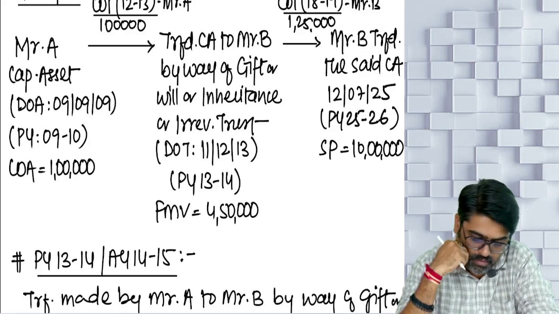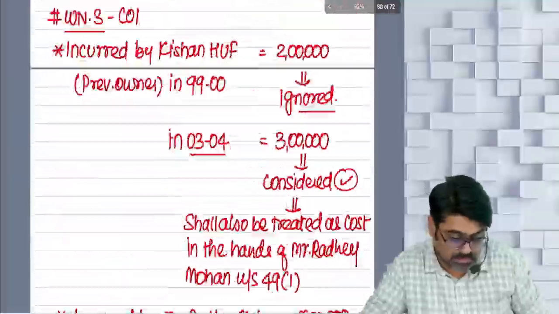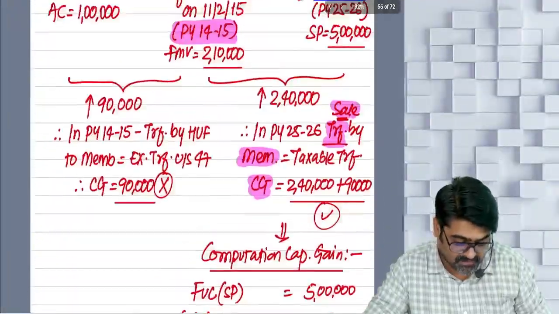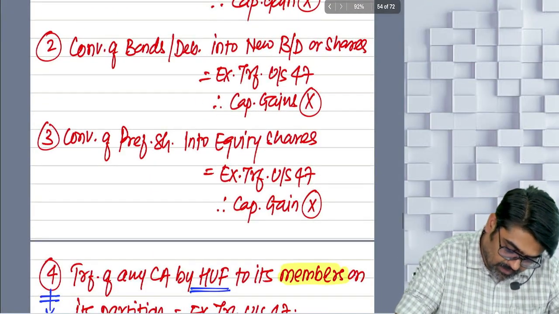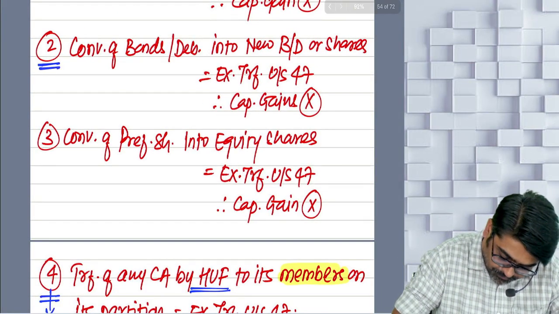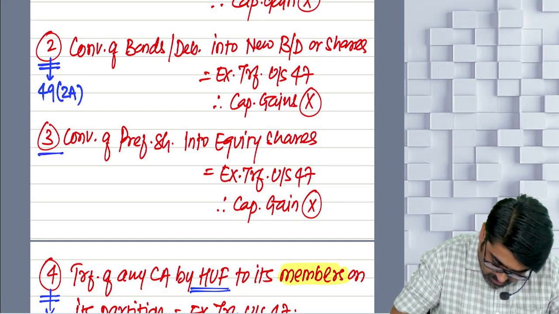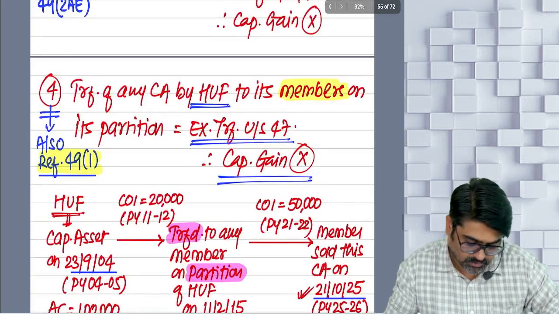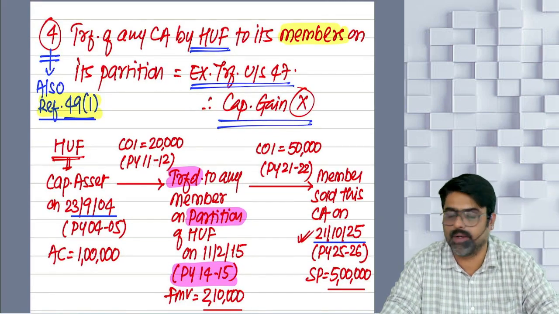Fourth, I will have to show you everything. Here the cost was as per 49(2)(a), if you remember. Here the cost was as per 49(2)(ae). Okay, no? Here it was 49(1). Transfer of any capital asset by HUF to its members.